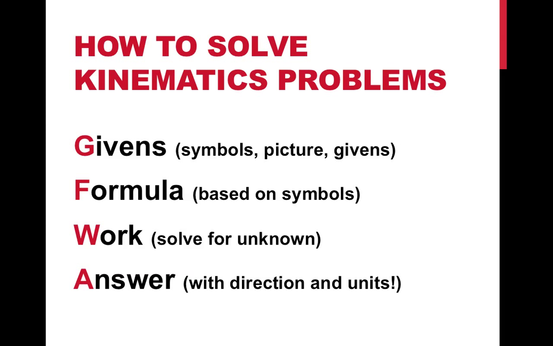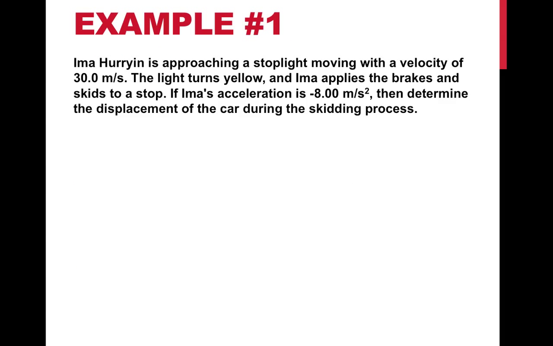So again, just to review, we're going to use GFWA. We're always going to show givens, formula, work, and answer. So here's our first example. Ima Hurryin is approaching a stoplight moving with a velocity of 30 meters per second. The light turns yellow and Ima slams on the brakes and skids to a stop. If Ima's acceleration is -8 meters per second squared, then determine the displacement of the car during the skidding process.